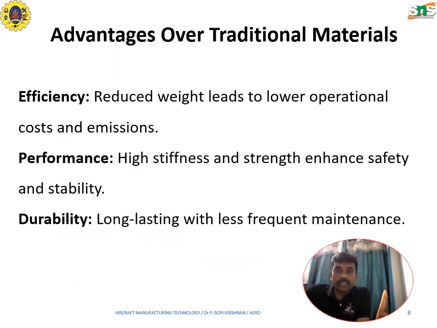The advantages over the traditional materials: we are using a number of traditional materials with respect to the applications, but aircraft composite materials have some superior qualities. Efficiency, performance, and durability are the superior qualities. The reduced weight leads to lower operational cost and emission. And the performance is very high for aircraft composite materials because of the high stiffness and strength, which gives safety and stability. Durability is also very high.